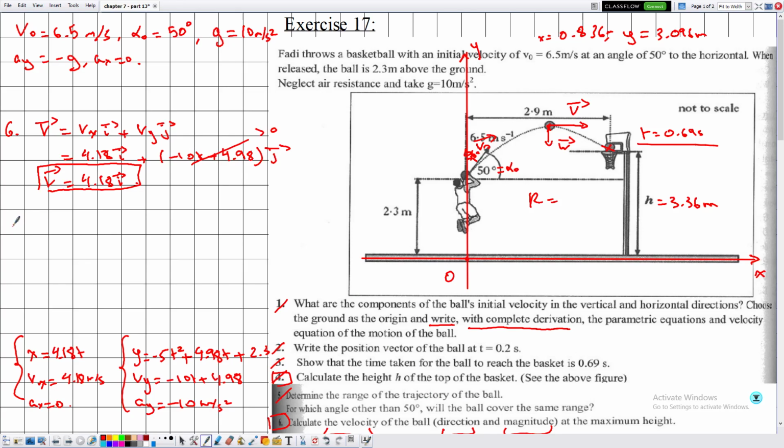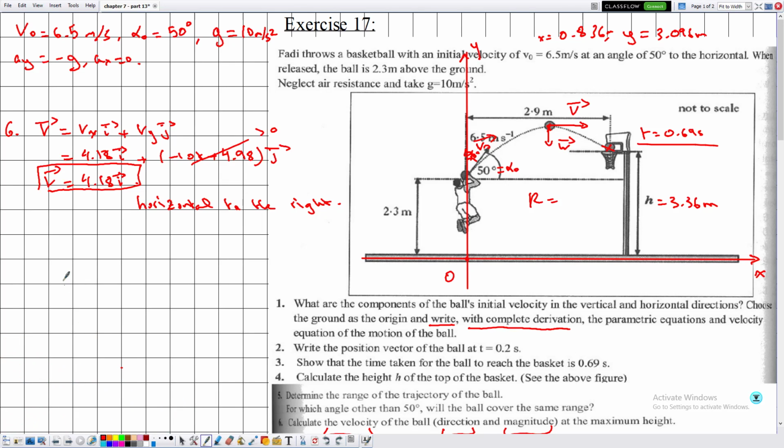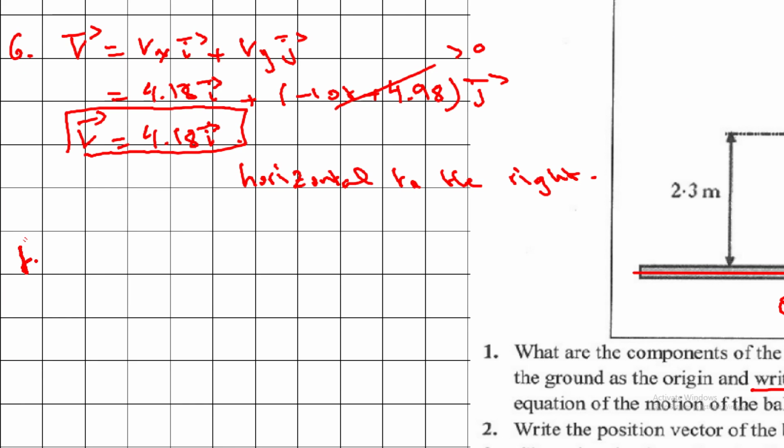Now let's determine the direction. The direction is determined by tangent alpha is equal to vy divided by vx, but in this case also there is no need to determine the direction because it is completely obvious here. It is horizontal, to the right. Okay, no need to determine. If you want to use the tangent alpha, it is equal to vy divided by vx, which is equal to 0 divided by 4.18, which is equal to 0. Then using the calculator, shift tangent, alpha is given by 0 degrees.